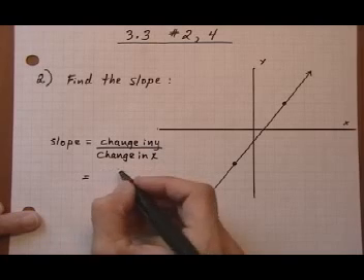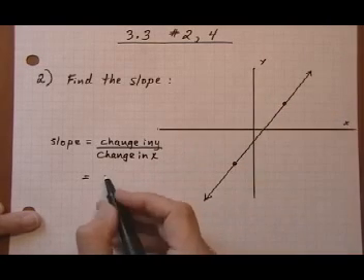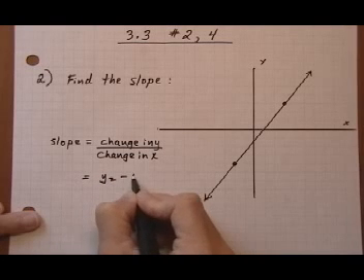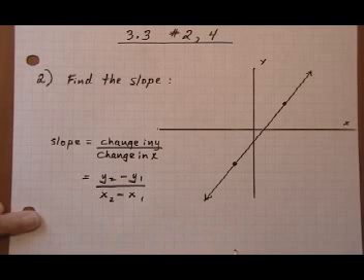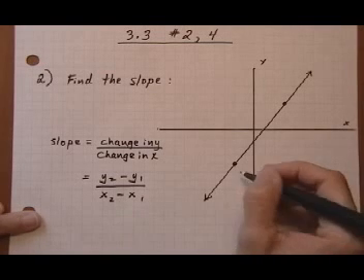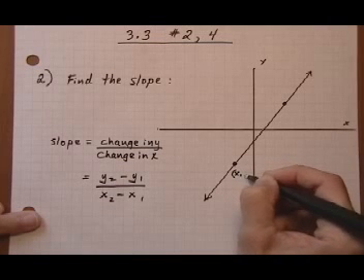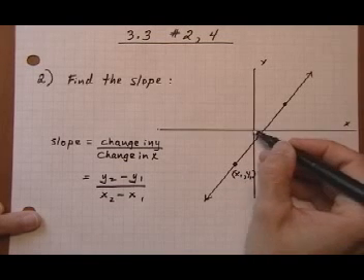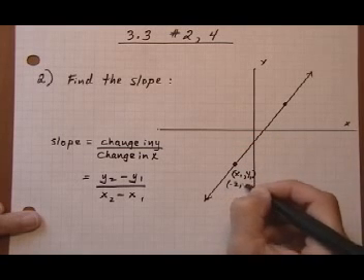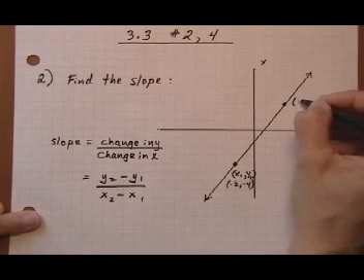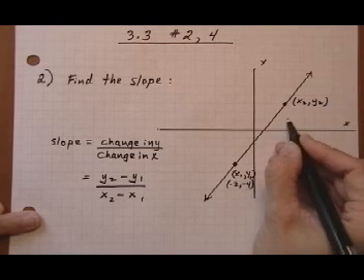So that's also equal to the change in y, which would be the difference in the y values for the two different points, so y2 minus y1, over the difference in the x values for the two points, x2 minus x1. And we could say that this is our first point here, x1, y1. Now this point is -2, -4. And this is our second point, x2, y2, and it's at the position 3, 3.